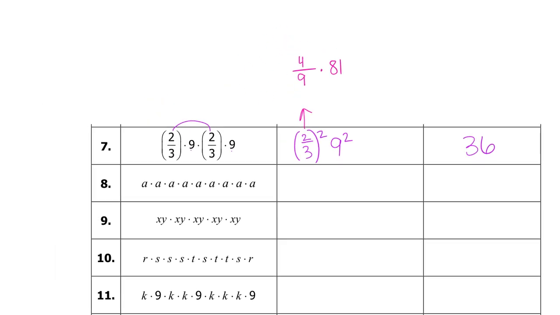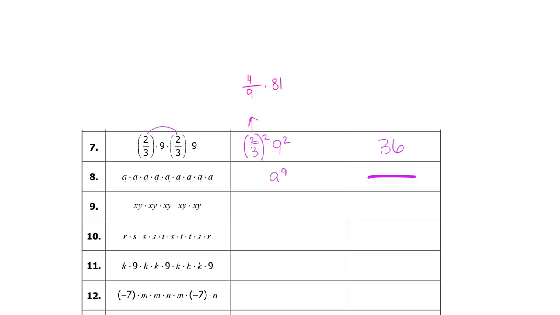Okay, now let's talk about variables. So with the variables, you can simplify them the same way. So 1, 2, 3, 4, 5, 6, 7, 8, 9. So that would be a to the 9th power. Now we can't actually evaluate that, so I'm just going to leave that one blank because we don't know what a is equal to, so we're just going to leave it like this.